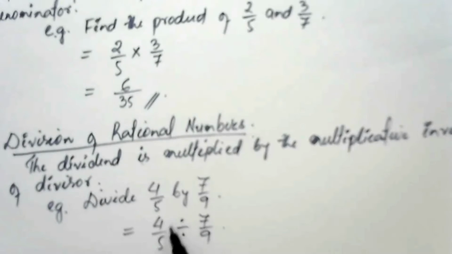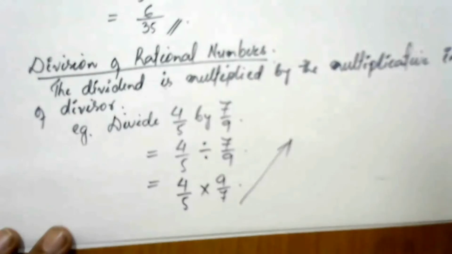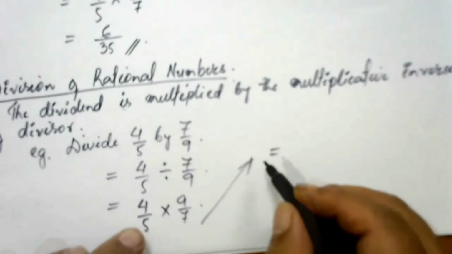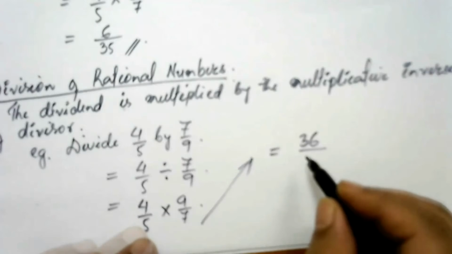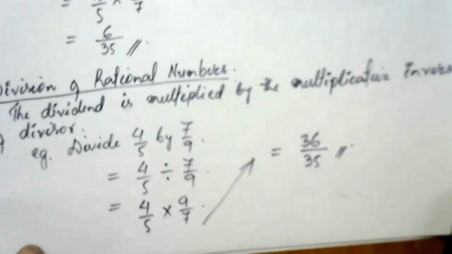When we change this symbol into multiplication, the fraction will change. That means the denominator will become the numerator and the numerator will be in the denominator. That is 9 by 7. Let's continue this way. This will give 4 times 9 is 36, 5 times 7 is 35. So this will be the result.